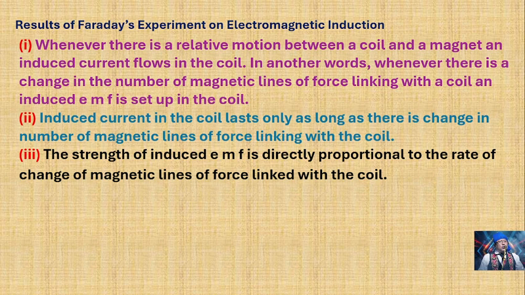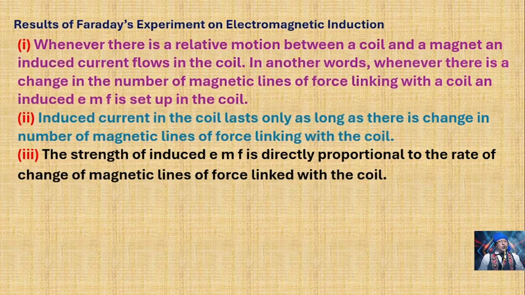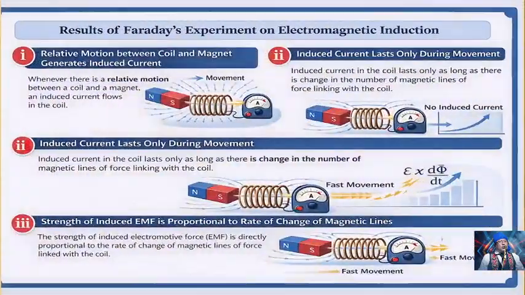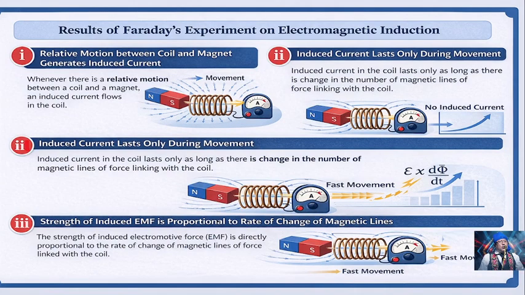I will explain each diagram. The first result is the definition of electromagnetic induction. So the first result of Faraday's experiment itself is the definition of electromagnetic induction. So relative motion between coil and magnet generates induced current.